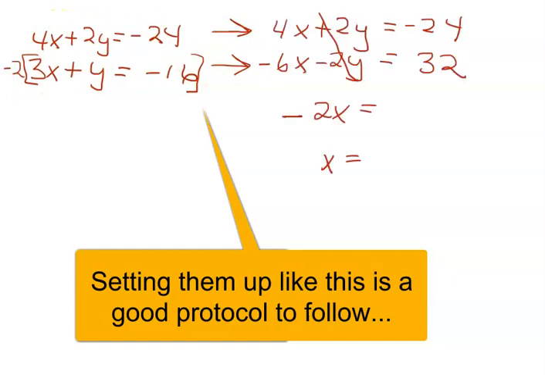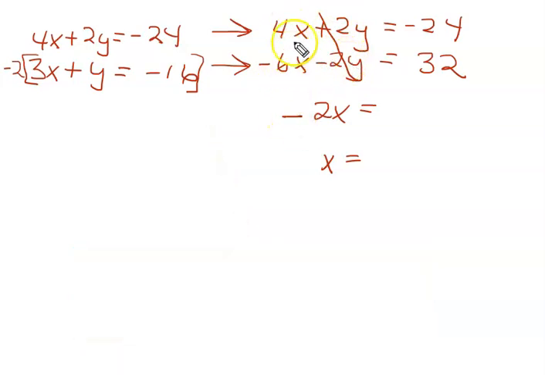Now, as we do this, here the 2's cancel out, and I end up with a negative 2x. Do the subtraction here, and I get 8. Now I'm going to divide both sides by a negative 2. I get x equals negative 4.